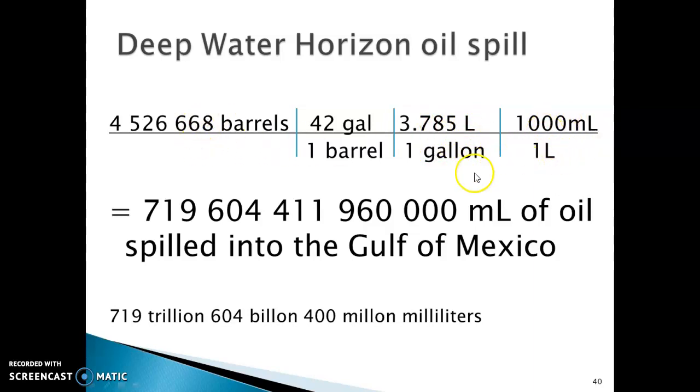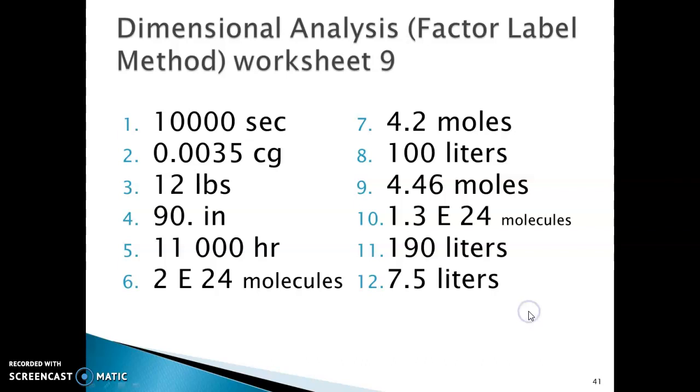You can do this conversion and see that there were, let's see, what place are we in there? So this is hundreds, or actually, so we're up in the hundreds of thousands here, millions, billions, trillions. So there are 719 trillion milliliters of oil spilled. Look, it's right down there. I could have just read the slide. Anyways, so that's a lot of milliliters of oil that were spilled during that oil spill.